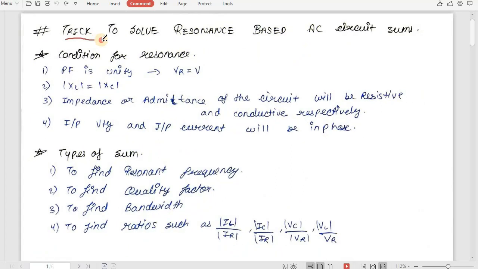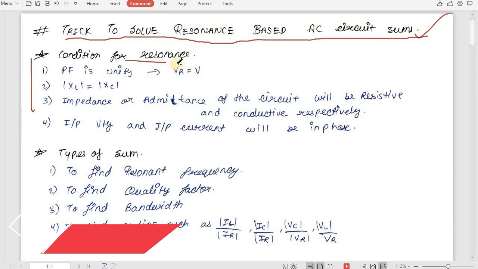Hello friends, today we are going to see the trick by which we can solve resonance based AC circuit sums very easily, very fast. Before we move to the sum, let us see the condition for resonance by which we can identify that this sum is for resonance.